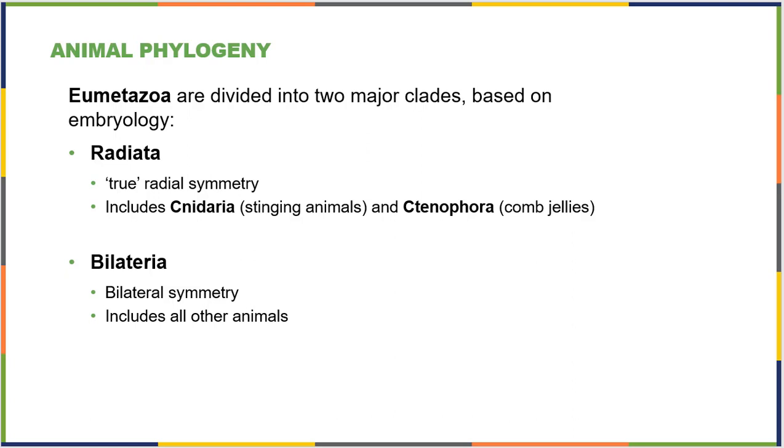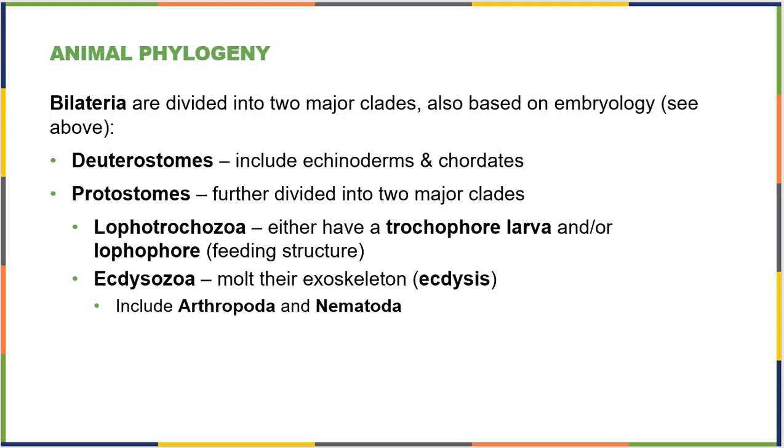Thus far, we've actually only isolated three groups of animals. We've isolated our porifera, our sponges. We've isolated our stinging animals. We've isolated our comb jellies. Everybody else fits into this bilateral group. The bilateral group is then split again. We split it into two more clades, again based on embryology.